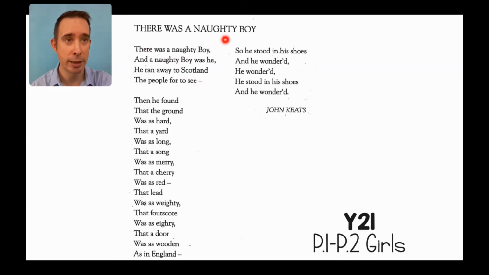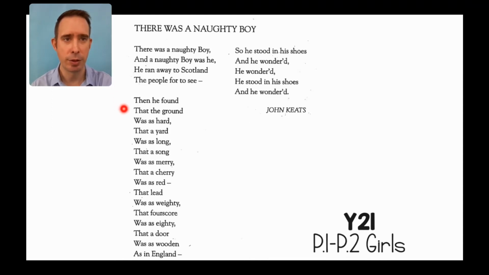There Was a Naughty Boy by John Keats. And always remember, I get a nice, good, long pause right there. I can collect myself and be ready. Okay. There was a naughty boy, and a naughty boy was he. He ran away to Scotland, the people for to see. Scotland. Next one. These come really short.